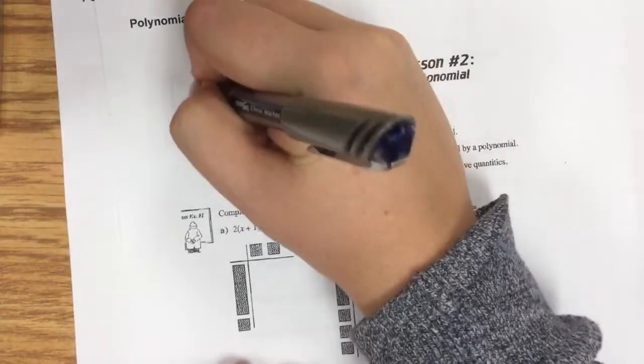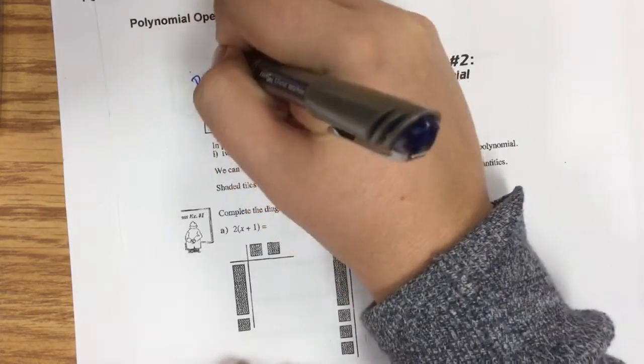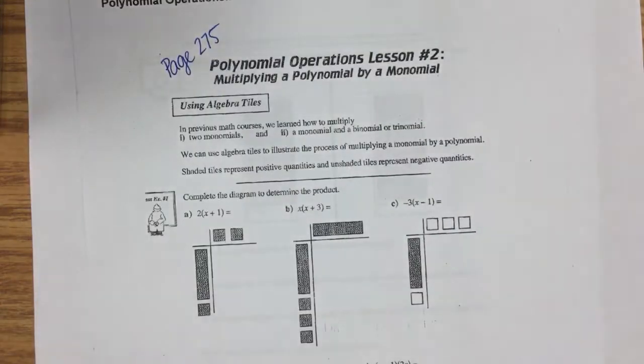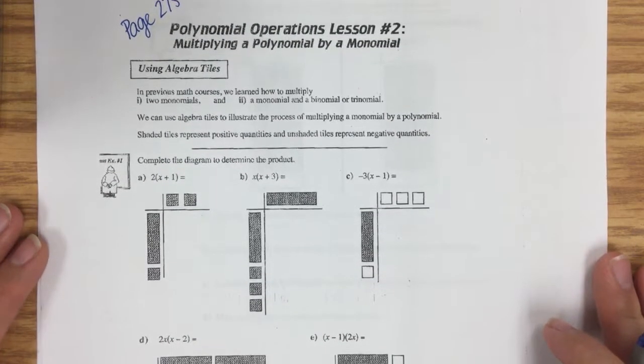Here it is. So the second page is 276. That means this is on page 275. Take a moment, find page 275. Okay, and once you've found page 275, let's get started.